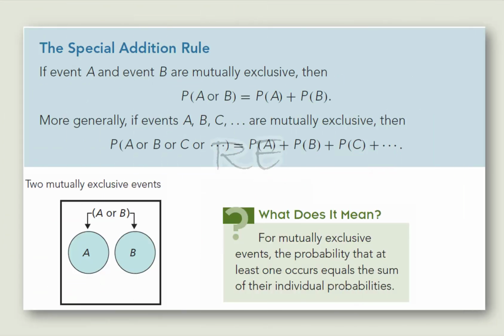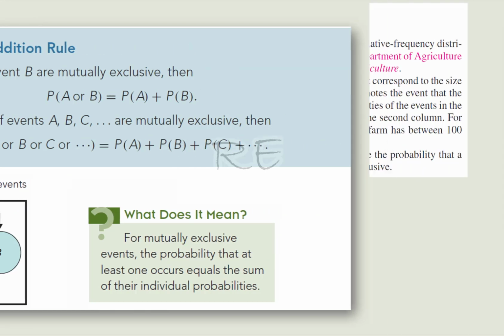The special addition rule. When 2 events are mutually exclusive, P of A or B is equal to P of A plus P of B. Similarly, if we have 3 events that are mutually exclusive, the probability that at least one occurs is equal to the sum of their individual probabilities. P of A or B or C is equal to P of A plus P of B plus P of C.